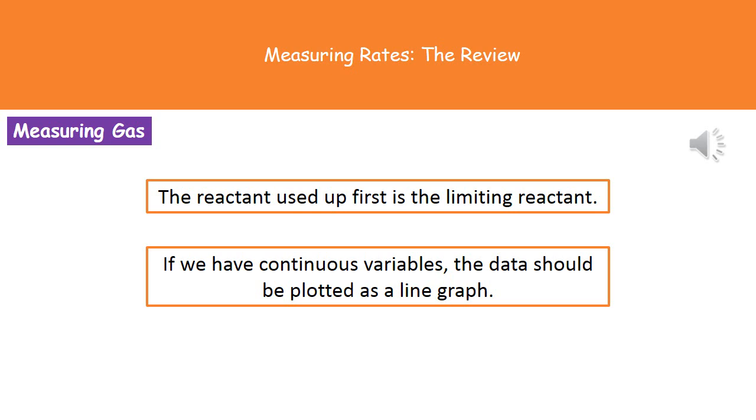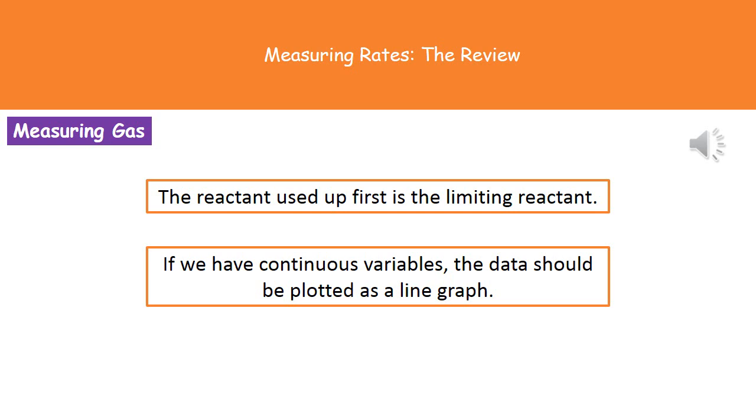So what we actually need to understand is that chemical reactions are going to continue until one of the reactants has run out. Now the first of those reactants to be used up is known as the limiting reactant, because it's limiting the actual progress of that reaction.